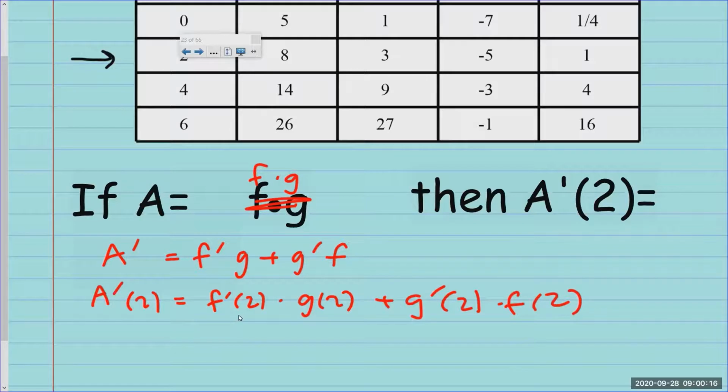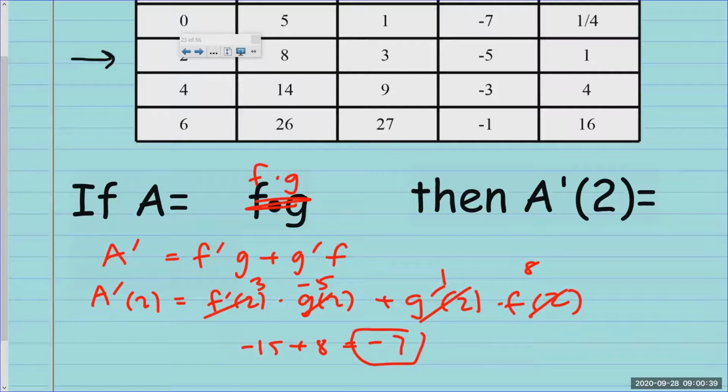I've got f prime of 2 is 3. G of 2, I don't know why I keep saying prime. G of 2 is negative 5. G prime of 2 is 1. And f of 2, okay, let me know if I read off anything wrong, is 8. So I'm getting negative 15 plus 8 is negative 7. Can I get a check on that? Anybody else get negative 7? Thank you. All right, so that's how you do product rule.